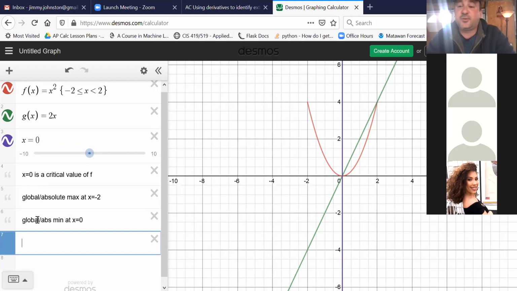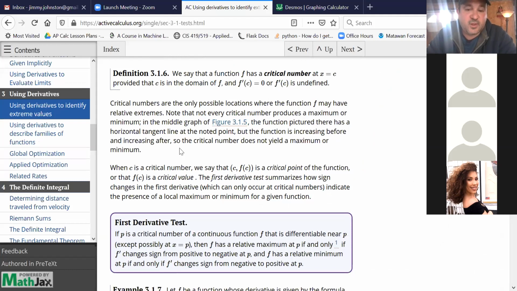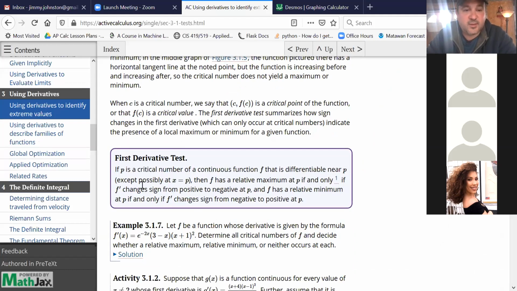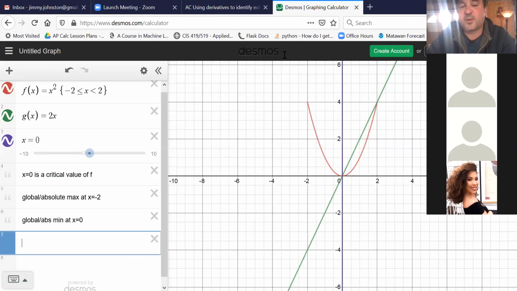All right, so now let's use the first derivative test. How does the first derivative test tell us whether something is a local max or a local min? Let me see if it makes sense in the way that they write it. So if p is a critical number of a continuous function that is differentiable near p, so if you can take the derivative of f at p, and p is a critical number, then f has a relative maximum at p if and only if there's a sign change from positive to negative.